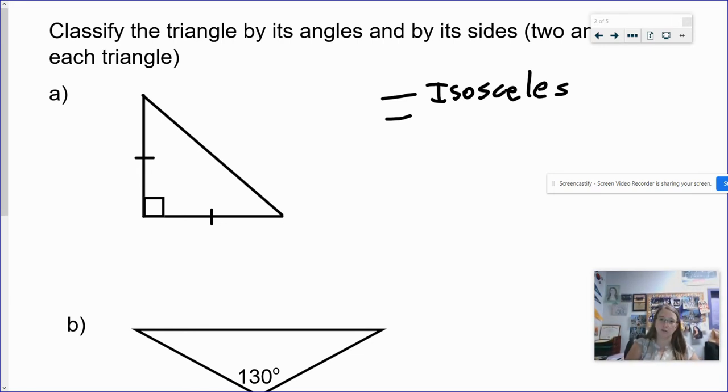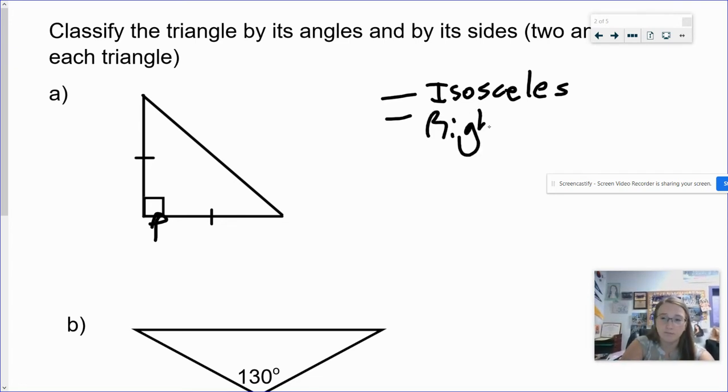Now let's look at its angles. There's something special we should notice about its angle here. We got a little marking. This tells us to classify this triangle as what by its angles? This is a right triangle because it has a right angle. So we could call this an isosceles right triangle or a right isosceles triangle. It'll work out either way.